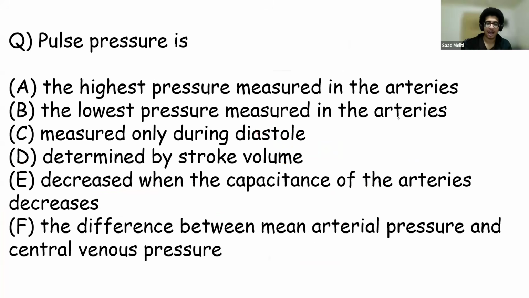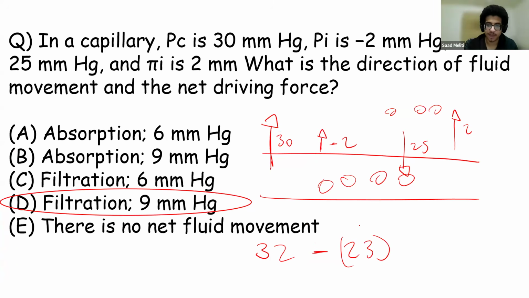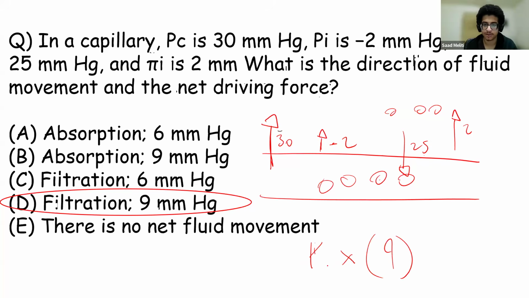When do we use the KF constant? I don't think he'll ever give you guys questions with the KF constant. But if he did give you the KF constant, you just take the answer of this, which is 9, okay? So let's simplify things. 9, and you multiply it with the KF constant, and then you'd get the filtration rate. But I've never seen a question where they provide you with a KF. If they did, you're just going to multiply it with what you got earlier, which is 9, okay? I hope that makes sense.